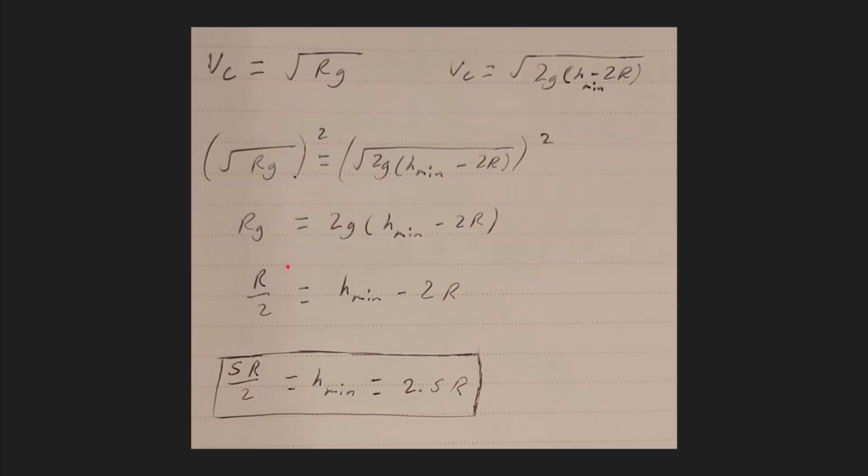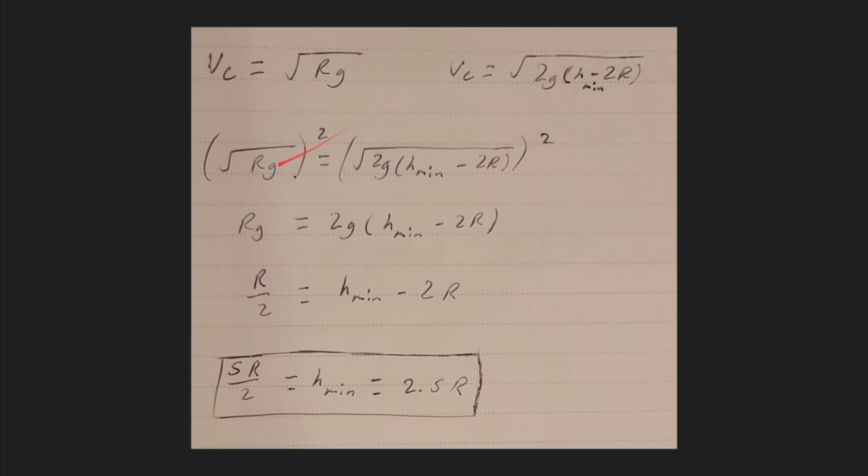Now from here, we have velocity of C is equal to the square root of rg, and velocity of C is equal to the square root of 2g times (h_min minus 2r). They're both equal to v_C, the velocity at point C. So what we can do is make them equal to each other and solve for h_min.